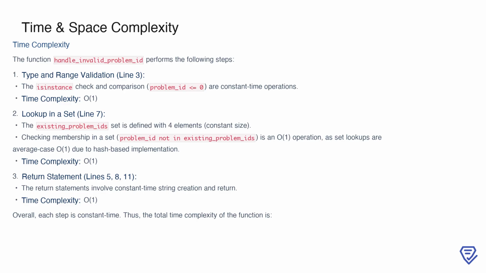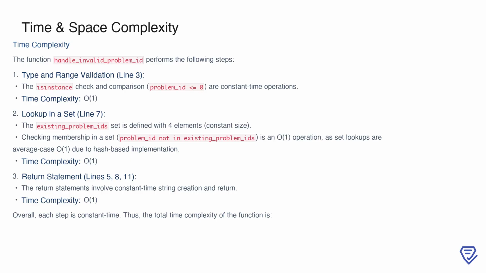In this function, we start by analyzing the time complexity of each step. First, the type and range validation, which checks if the input is an instance of the correct type and ensures the value is greater than 0, consists of constant time operations. These checks involve a straightforward comparison and an isinstance call, both of which execute in O(1) time.